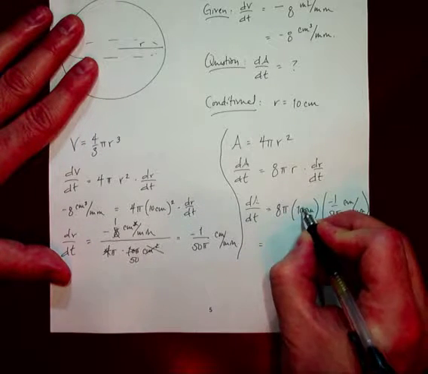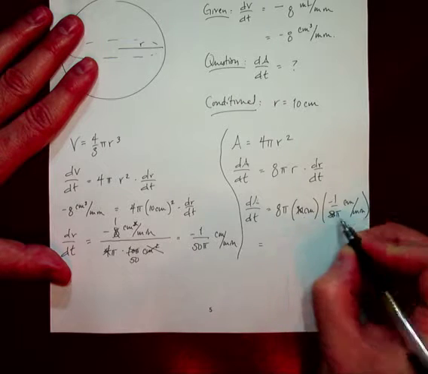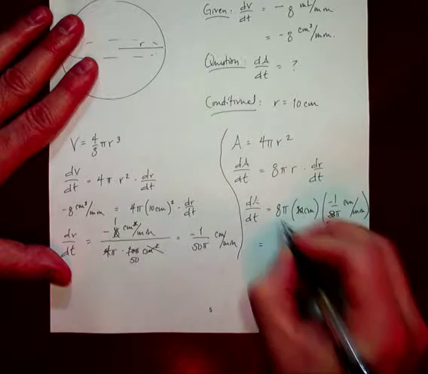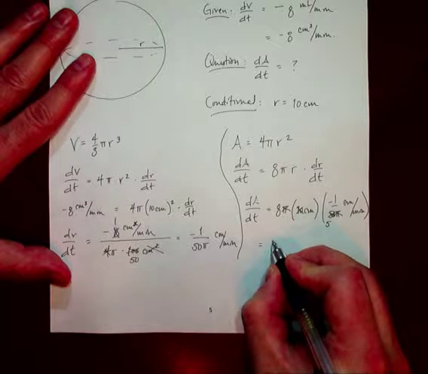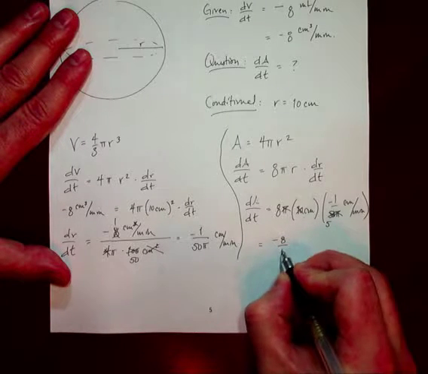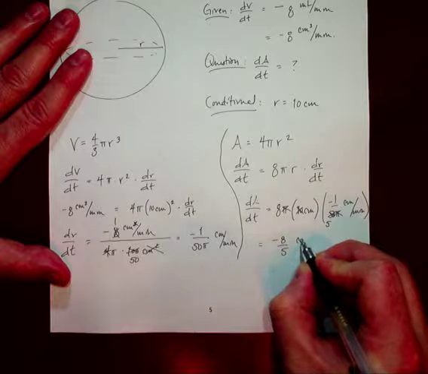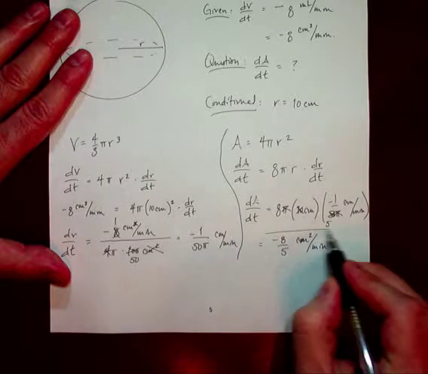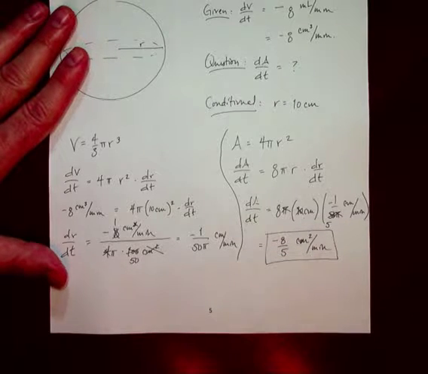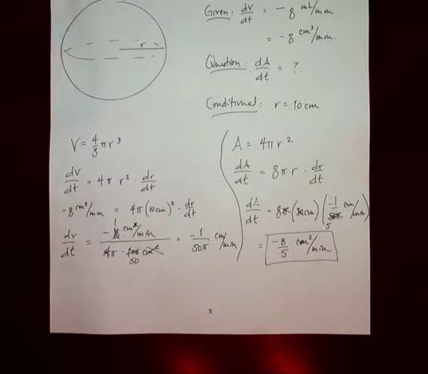Okay, and so the 10 right here cancels with the 10 inside of here, leaving a 5. The pi's will, of course, cancel out, and what I'm left with is negative 8/5 centimeters squared per minute. And that is our final answer, okay?